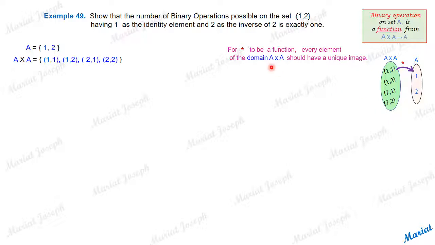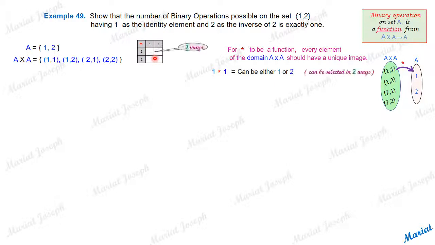Let's see. For star to be a function, every element of the domain A cross A should have a unique image. That means the first one, (1, 1), should have one unique image out of these two. That will be called 1 star 1. So 1 star 1 can be either 1 or 2. If you look at the binary operation table, here we may write either 1 or 2. Two ways we can fill this place. So it can be selected in two ways.